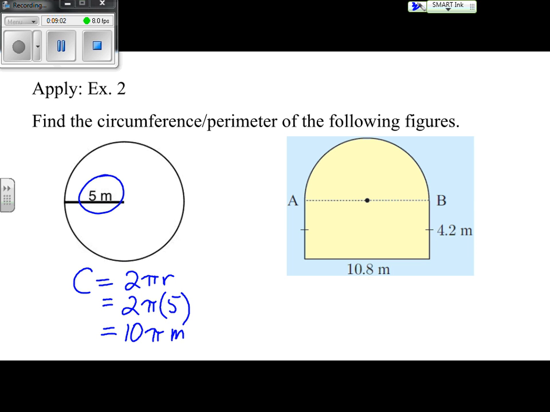31.4 to be precise if we actually plug this in. And again, you can use your calculator and then round that to 3 significant figures, but you will end up with 31.4 meters.